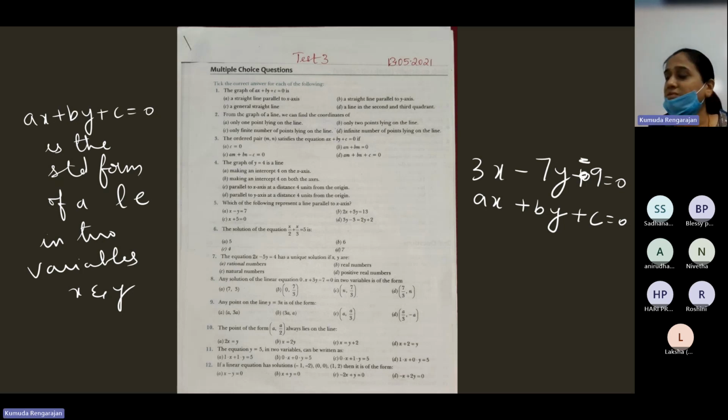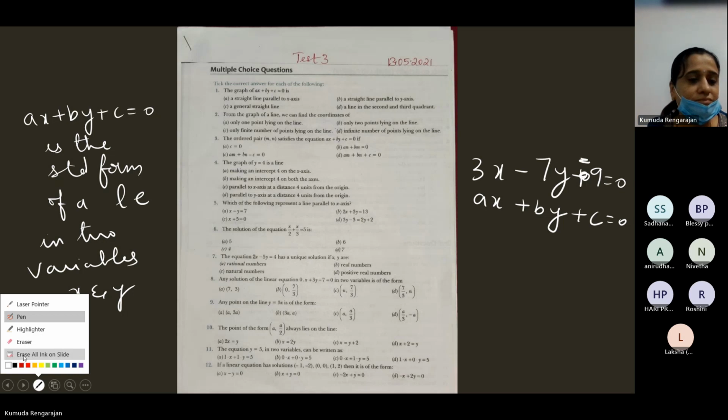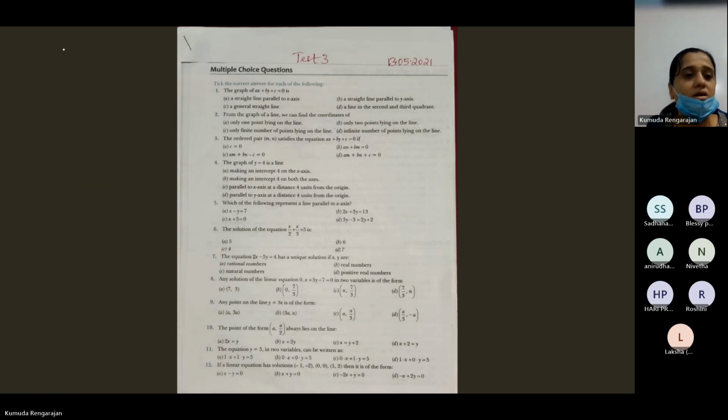So ax plus by plus c is equal to 0 is a standard form of a linear equation in two variables x and y. And we know that the graphical representation of a linear equation in two variables x and y is a straight line in the Cartesian plane. When you graphically represent this equation, it will be a straight line. So it's a general straight line. The correct option is C, a general straight line. Question number 1, correct option is C.